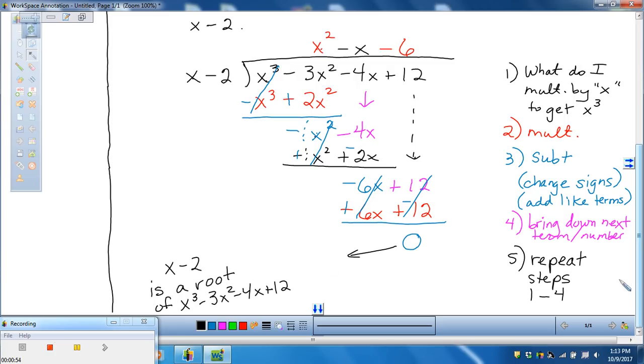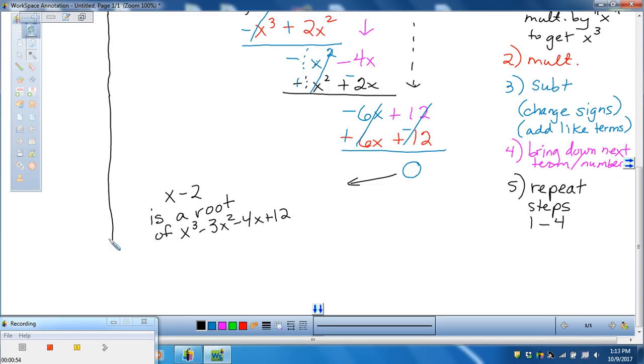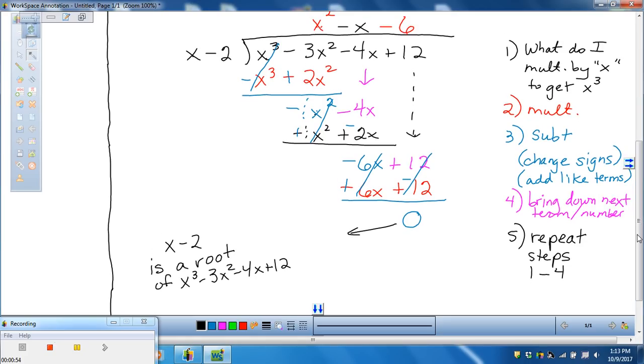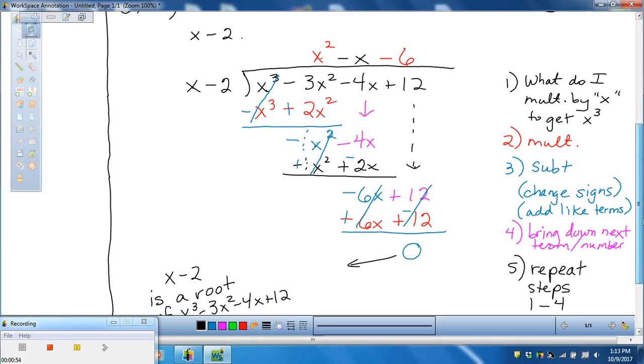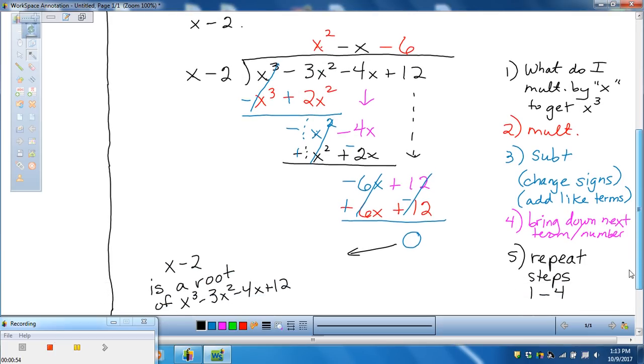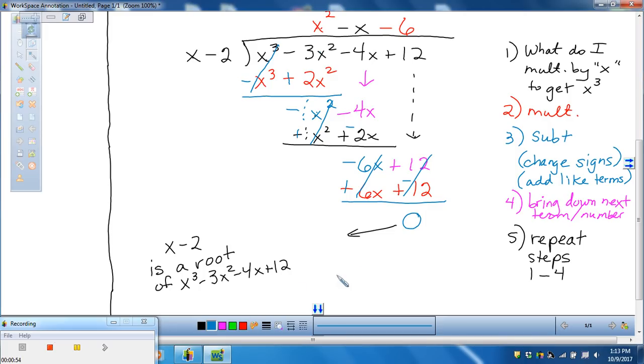We'll talk more about that in a lesson later this week. So my answer to the original problem, which was divide x cubed minus 3x squared minus 4x plus 12 by x minus 2, is x squared minus x minus 6. And notice that there is no remainder, so I do not need to write that down as a remainder. Okay, go ahead and pause, finish copying this, and then we'll do one more example.